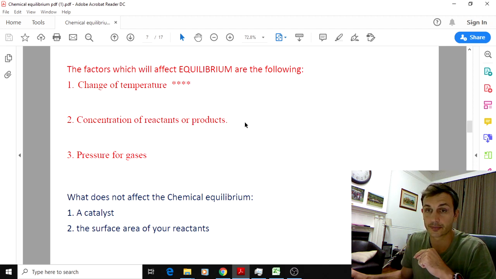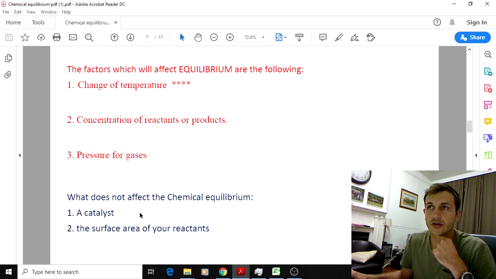They are different. So the change of temperature is a very important one. This is where endothermic and exothermic reactions are so important to identify. So change of temperature is the first one. The second one is the concentration of reactants, or the concentration of the product, and then pressure. This is only applicable for substances that are gases. So the things that don't affect chemical equilibrium are catalyst and the surface area of your reactants.